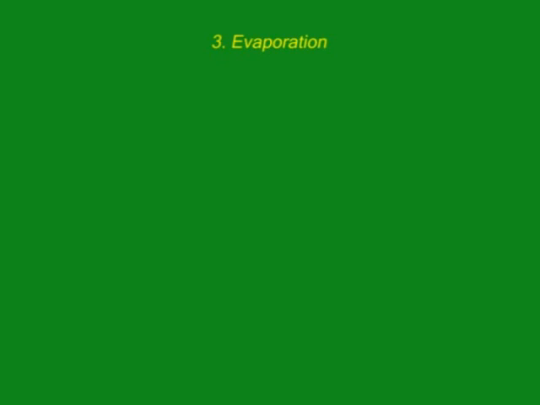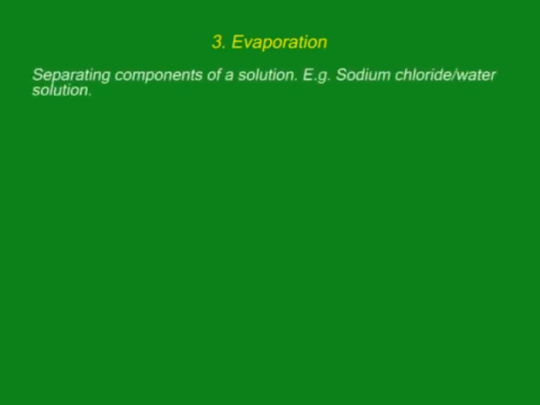Another method we look at is evaporation. Evaporation is a method used to separate components of a solution. That is, when a solid dissolves in a liquid, it can be separated by evaporation. For instance, when a solution of sodium chloride is heated, the water evaporates, leaving behind the solid salt crystals.